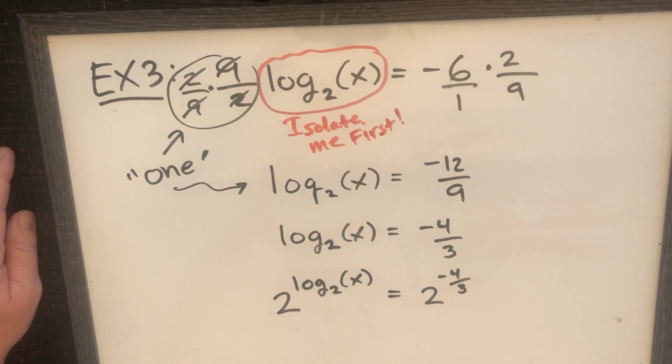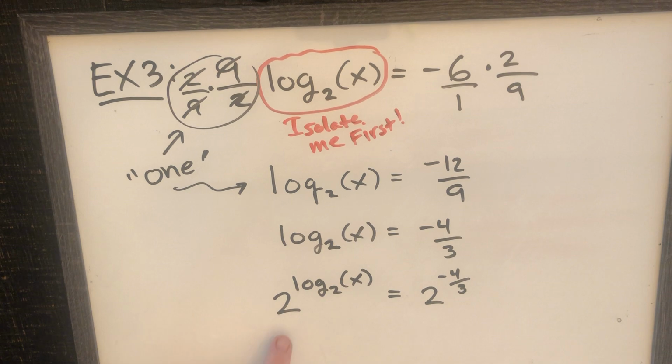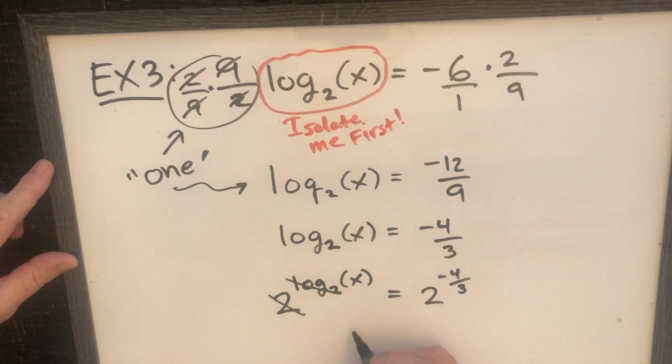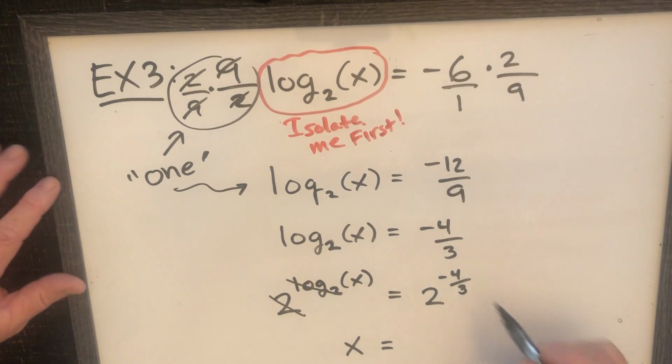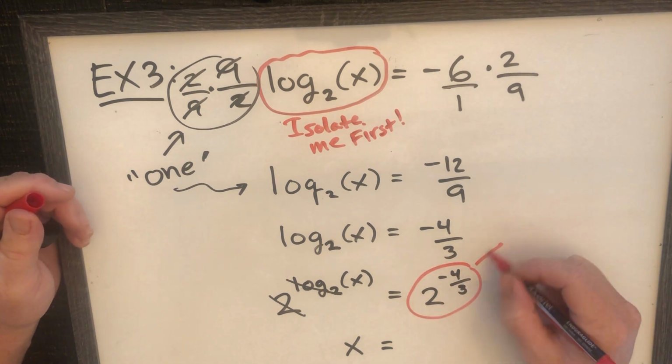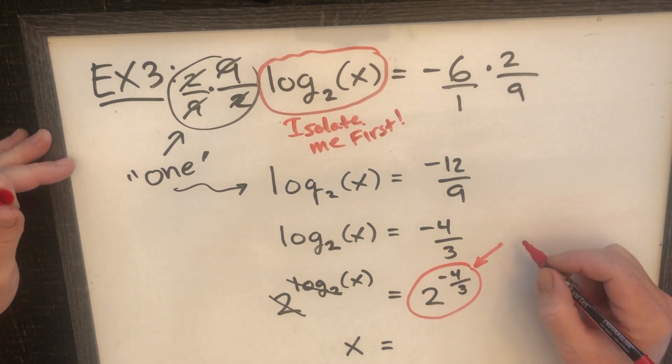Okay. So, same property again here. We have base 2, we have log base 2. Those are just going to cancel each other out, and we're going to end up with x. And now we have to interpret this. This is quite a complicated little expression here.